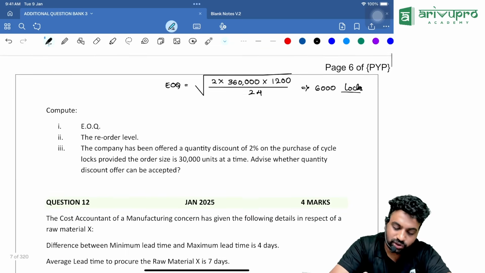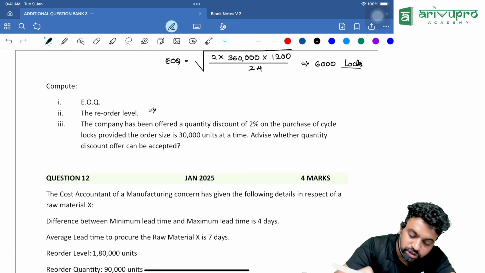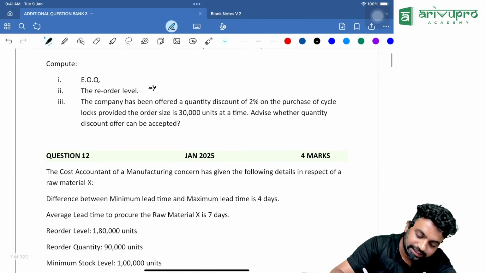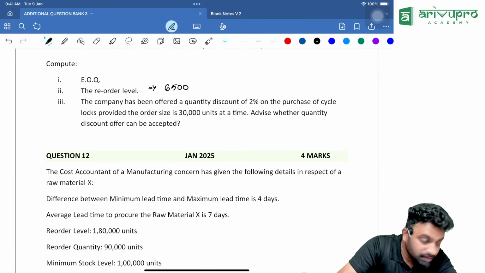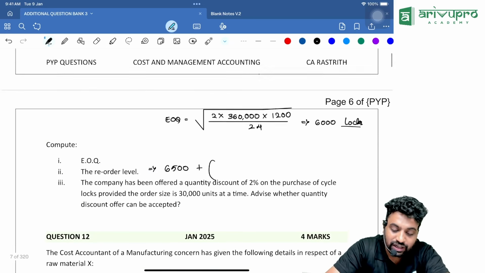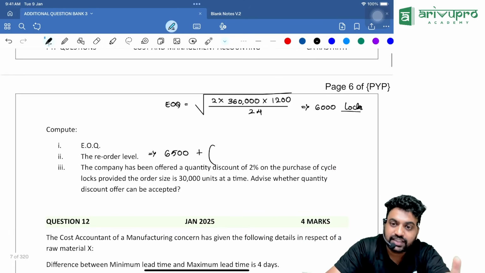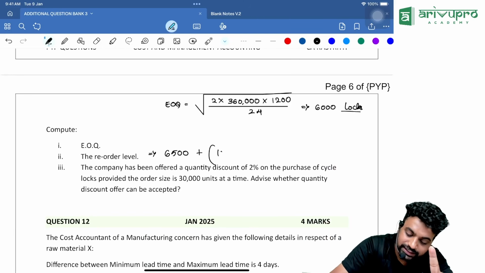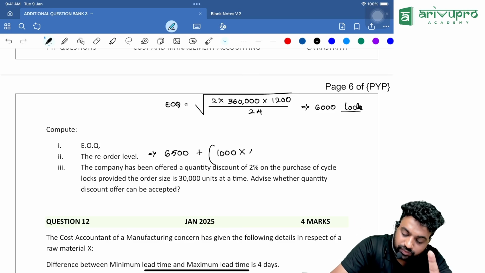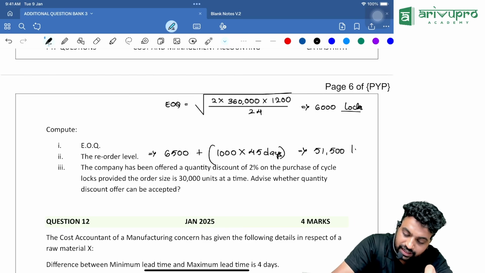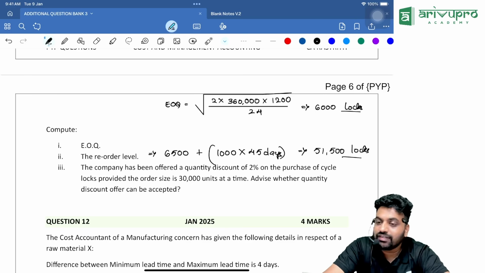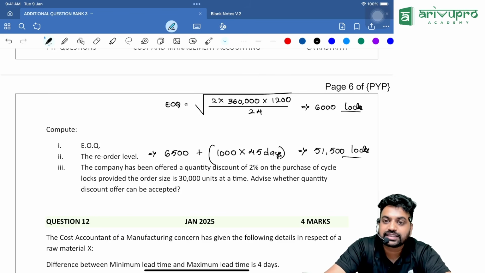Yes or no? So guys, your minimum stock level is how much? 6,500 plus average into average. Try to understand. In a year, we are consuming 360,000 locks in 360 days. So per day, 1,000 locks. And how much is the lead time? 45 days. So it will come to 51,500 locks. Your reorder level is 51,500 locks. Hope it is clear.